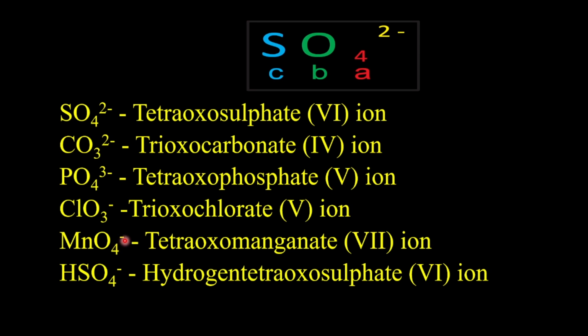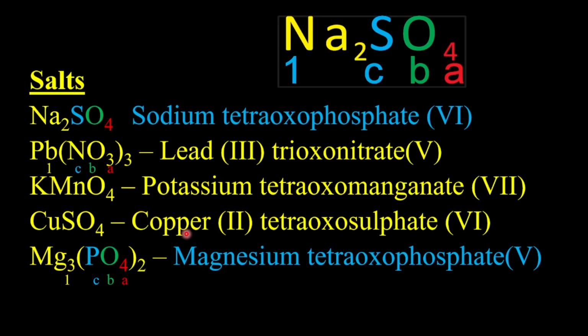MnO4 minus. Please assign your A, B, C. So from A, you move to B, you move to C. Let's do the calculation. 2 times 4 here is 8 minus 1. That will give you 7. So that will give us tetraoxomanganate 7 ion. Good. Now let's take naming of salts.